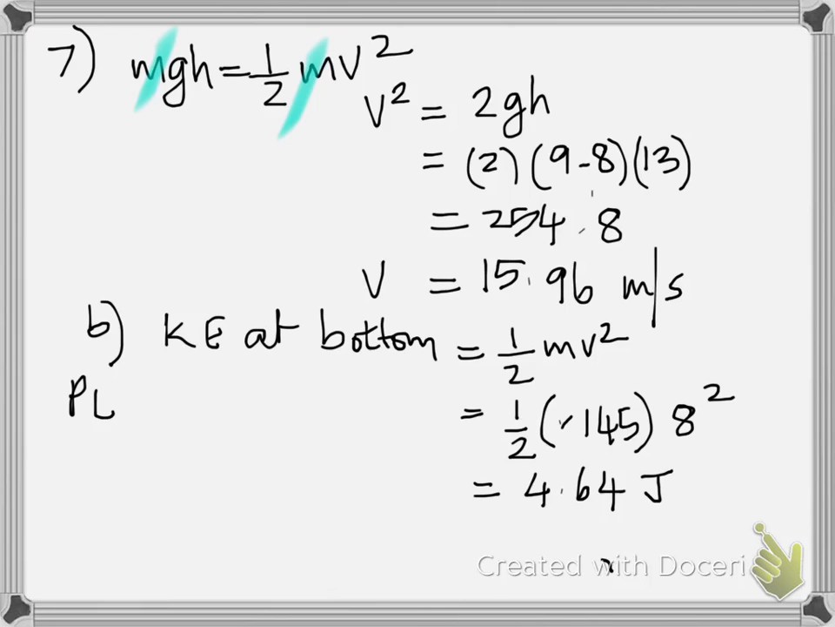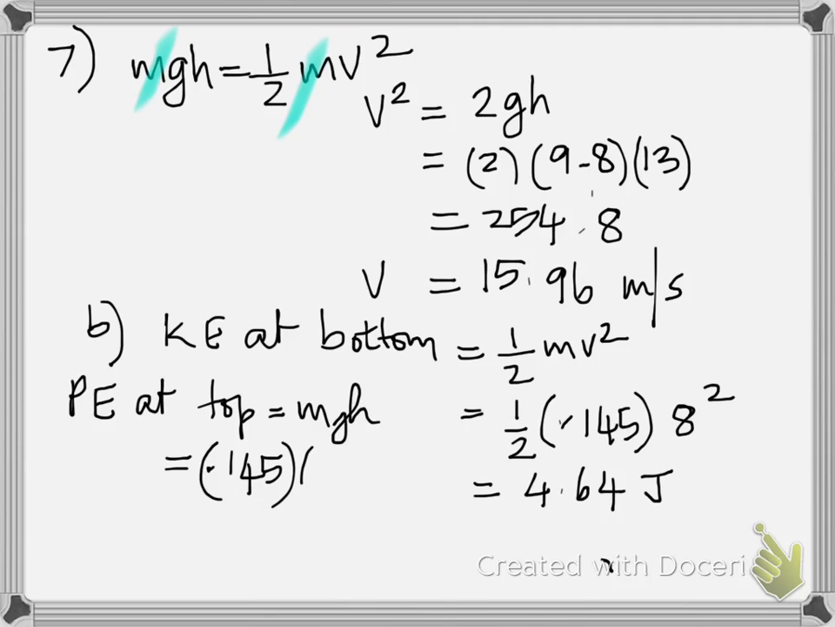Now I go back to what the potential energy was at the top. MGH. Plug in the numbers: 0.145 times 9.8 times 13. That was the original energy at the top, isn't it? So you get 18.47 joules.